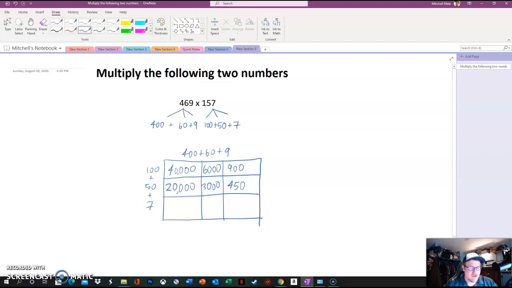So let's do 7 times 400. Let's keep going forward. 7, 14, 21, 28. So that will be 28, and I'm going to add my 2 zeros. And now I'm going to move on to the next one.